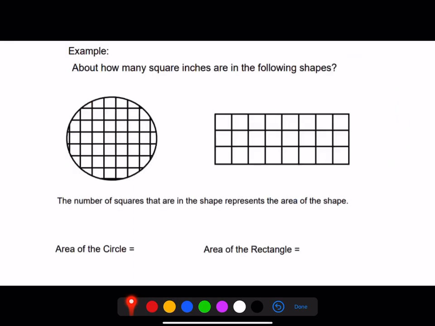So, first example. How many square inches are in the following shapes? For this first one, the circle on the left, we're not going to get an exact answer here because circles are very hard to get exact answers for unless we have our formulas.